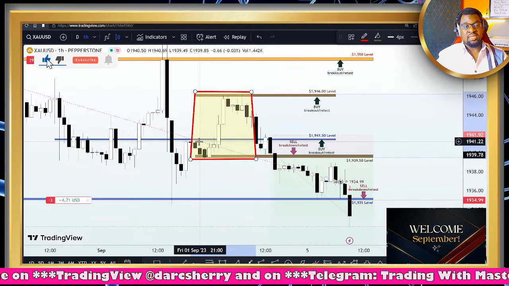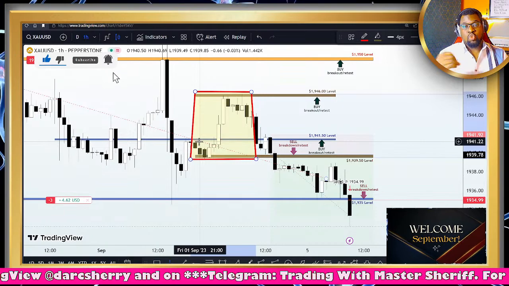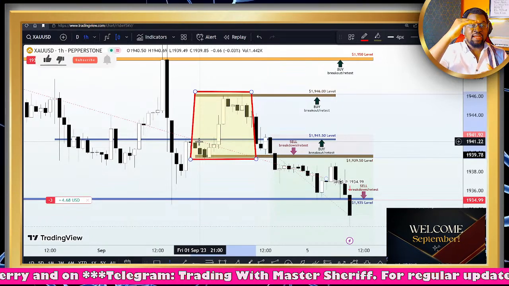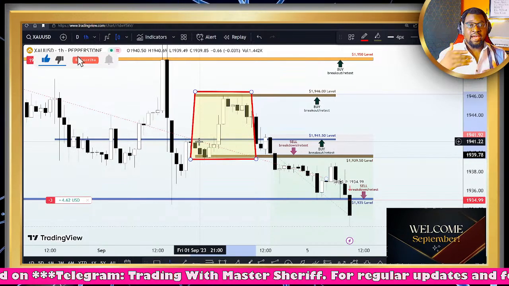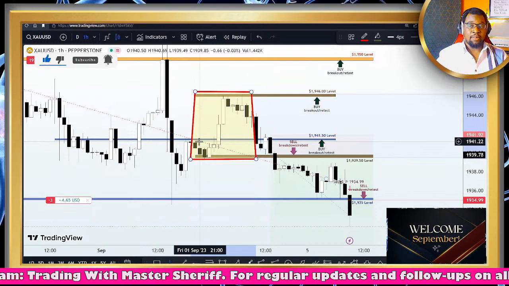And you know how we do it in this community. Whenever we have this kind of flat range, we want to wait patiently for price action to either break out of the resistance line to give us an opportunity to buy, or break down of the support line to give us an opportunity to sell.